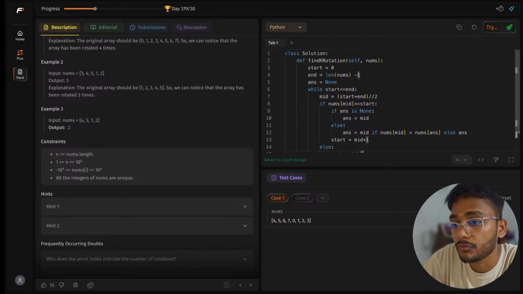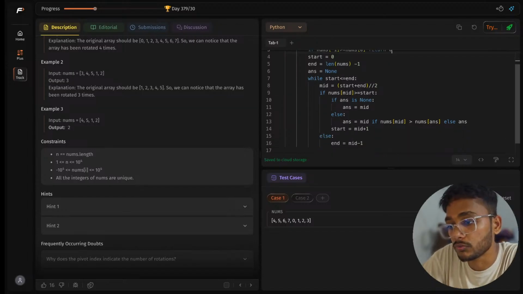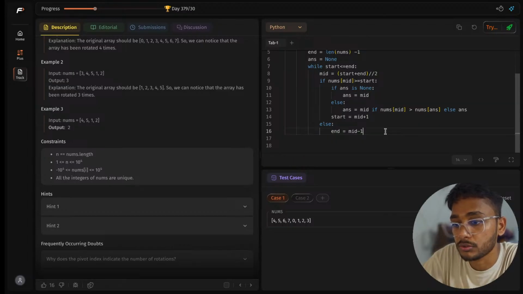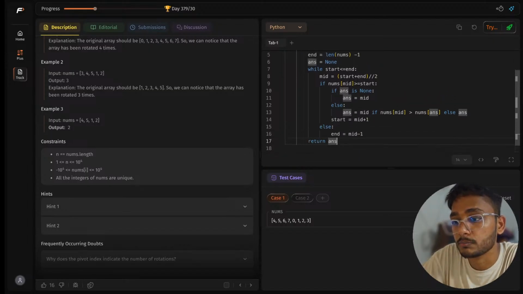So I believe now everything is okay, we just need to check one more condition. If nums of 0 is greater than or equal to nums of minus 1, return 0. A corner case. Else we are just going to return answer. No, okay, return answer plus 1.